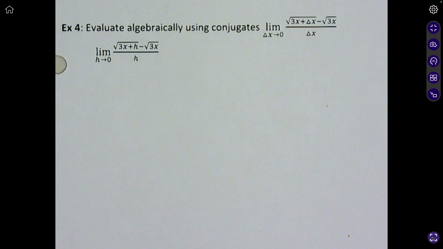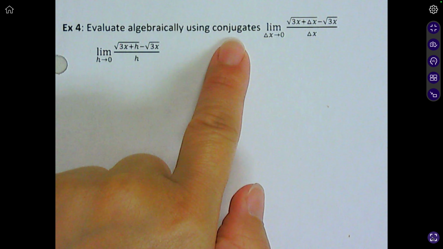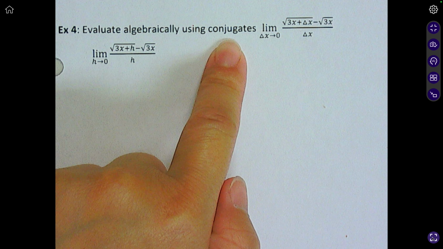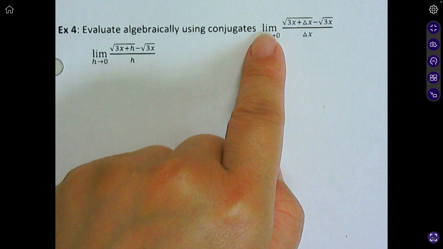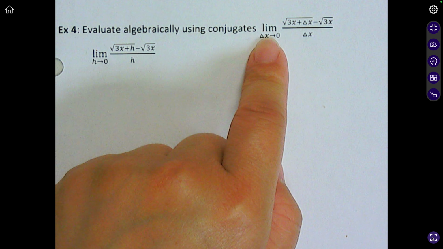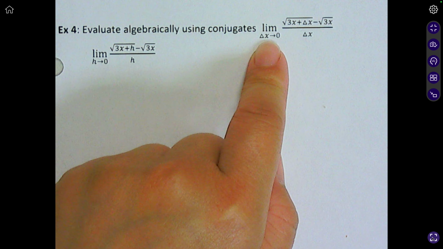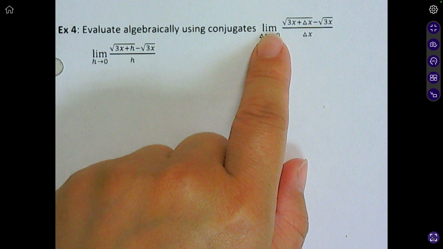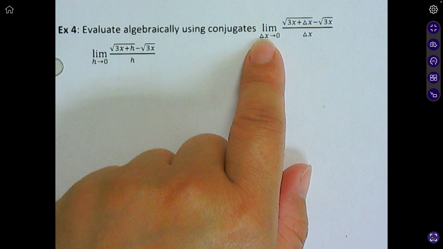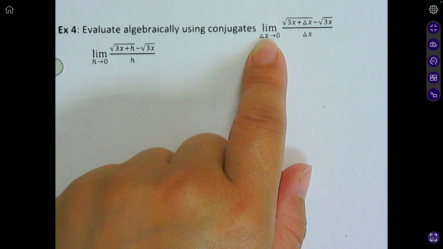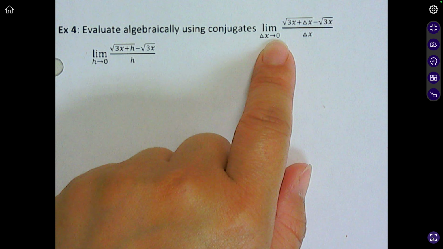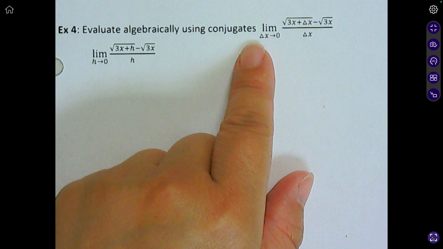Algebraic using conjugates. So again, see how they gave you a key? The conjugate, okay? This one is going to look a little bit different for you because it has a lot of symbols. But this tells you the limit as, this is called delta x, as delta x goes to 0. It's just the variables, a symbol.